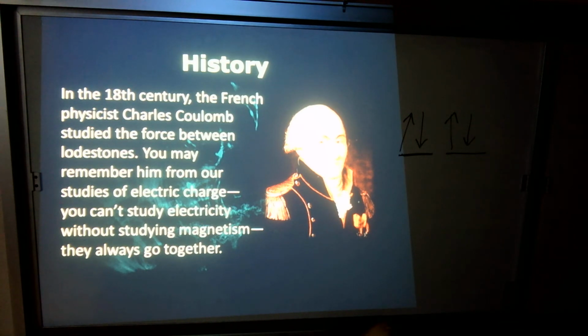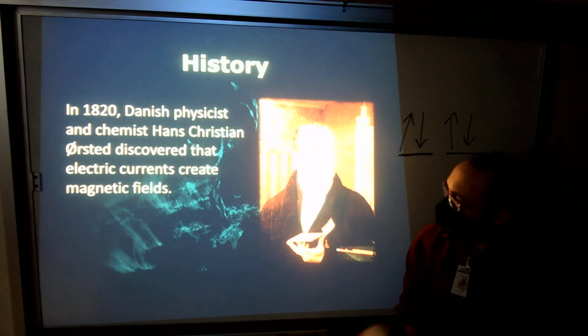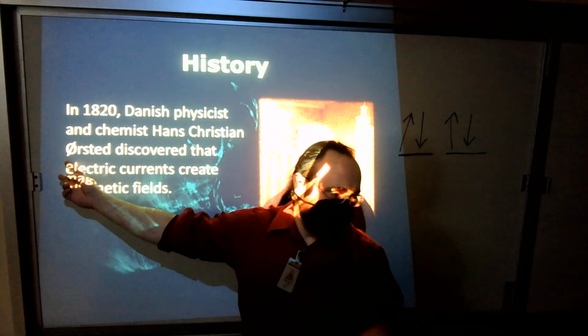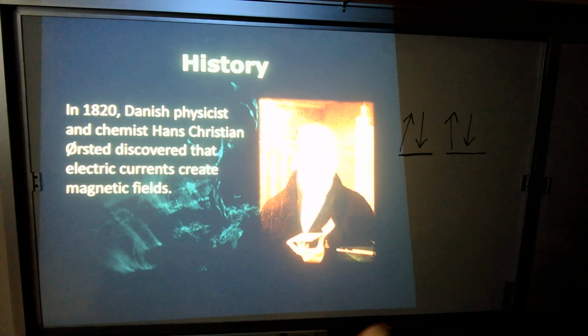Okay. So this guy is a physicist and chemist, Hans Christian Ørsted. This is the letter Ø. It's a Norwegian letter, I think. He discovered that electric currents create magnetic fields. So he's the first guy to discover why these two go together, I guess. Electric currents create magnetic fields. So if you got your phone plugged in, that's electric current going from the wall to your phone, making a magnetic field around that wire.